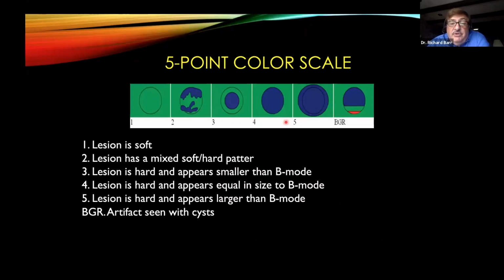Another method that you can use to characterize strain imaging is the 5-point color scale. A scale of 1, the lesion is soft. 2, the lesion has mixed soft and hard components. 3, the lesion is stiff and appears smaller than on B mode. 4, the lesion is stiff and appears equal in size to B mode. And 5, the lesion is stiff and appears larger than in B mode. And in other vendors, not in the Philips, but in some other vendors, you may see this BGR, or blue, green, red, layering effect in cysts.